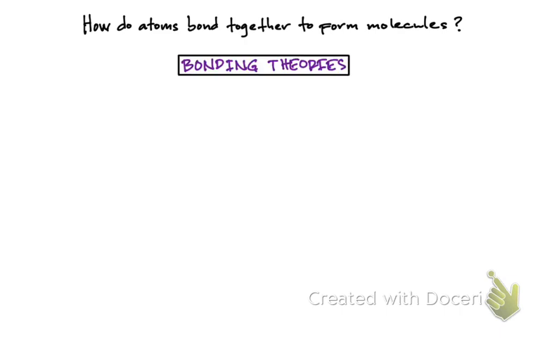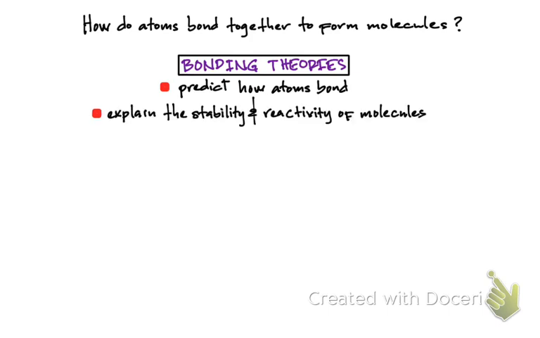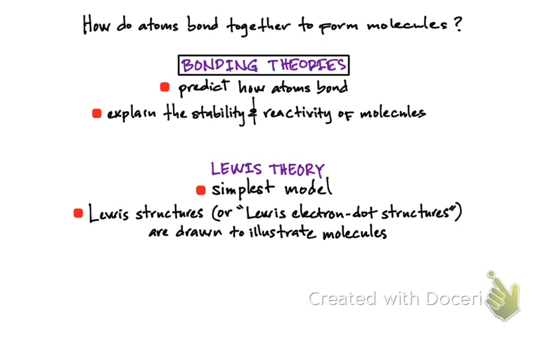There are many different bonding theories out there that explain how molecules are formed. Some can explain things better and more accurately than others. But their main purpose is the same: to predict how atoms bond and to explain the stability and reactivity of molecules. The Lewis theory is the simplest bonding theory, or model, that explains how molecules are formed from atoms. In this theory, Lewis structures are drawn to illustrate molecules.